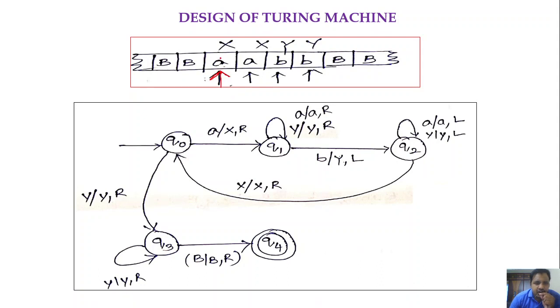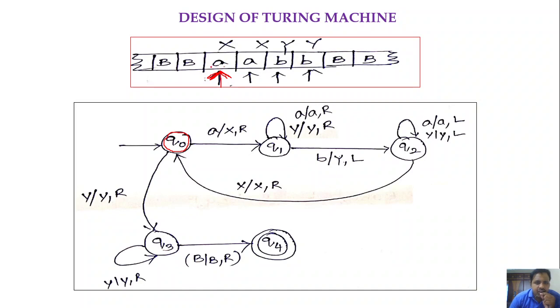So we are taking the state as Q0. It is an initial state. So we are considering Q0 as an initial state, right? And the head is pointing towards A now. Okay, the head is pointing to the cell containing A.